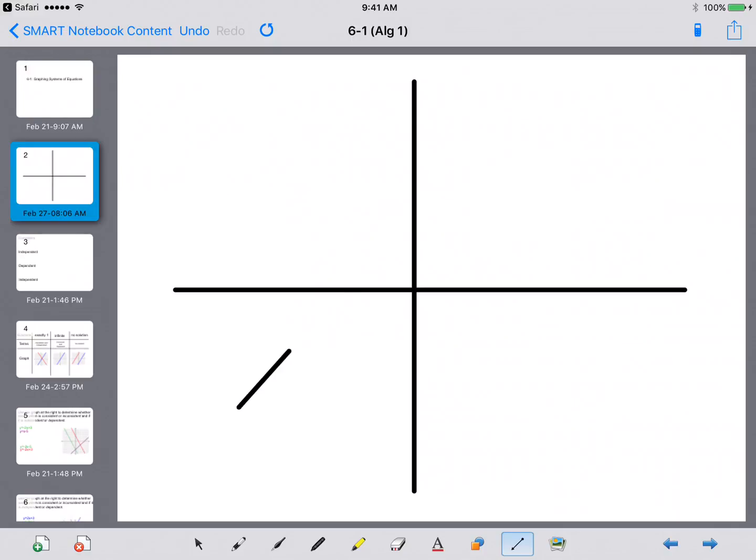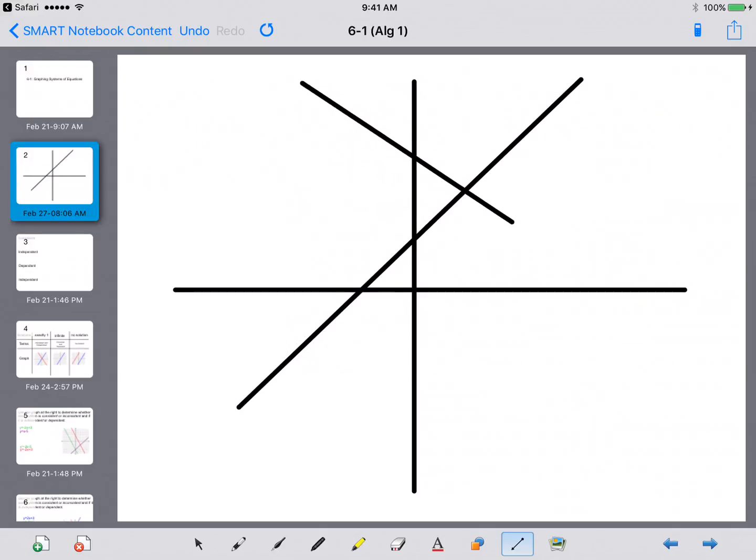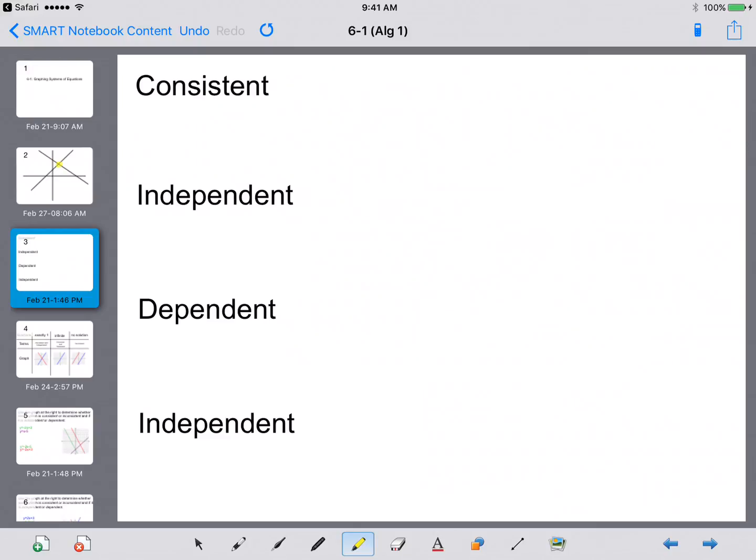So for example, you could have a line that looks like this and a line that looks like that. There's your system of equations. Sometimes it asks for a solution, and the solution is the point where they cross one another. So some words that you're going to need to know are consistent, independent, dependent, and inconsistent.